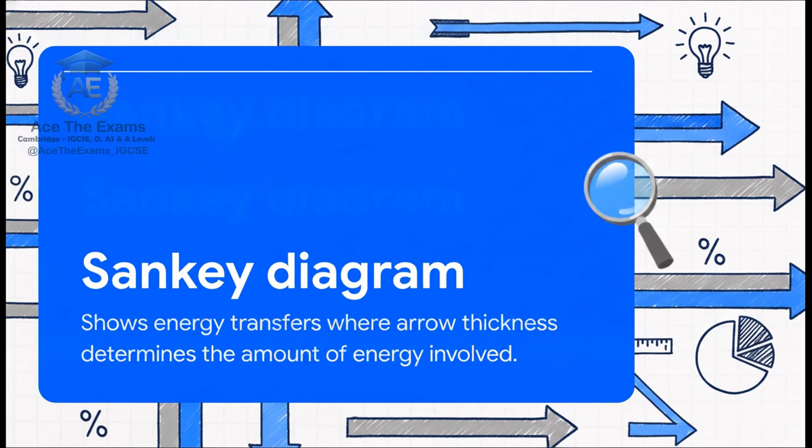A Sankey diagram, as defined in our source, shows all energy transfers taking place in a process, where the thickness of the arrow literally determines the amount of energy involved. Just like you can't ignore the 3 significant figure rule, you absolutely cannot ignore the proportional thickness of a Sankey arrow. It is visual data that requires the exact same rigorous mathematical interpretation.